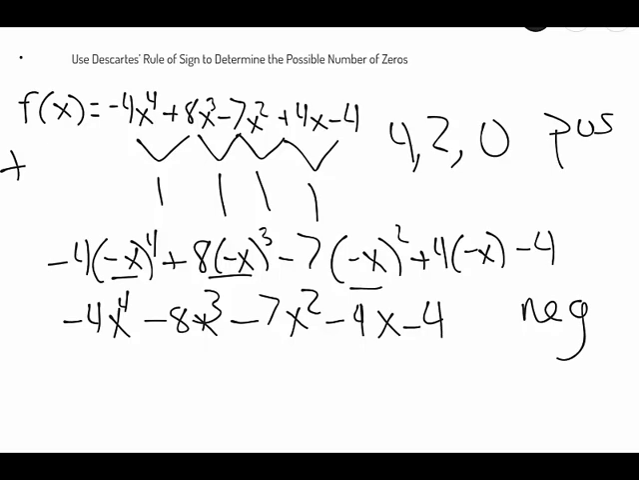So we need to do the same thing, go through and see how many sign changes we have. Well, negative to negative is the same. To negative is the same, and we see that it's all negative. We don't have a single sign change. So that means there would be 0 real negative zeros for this polynomial equation.